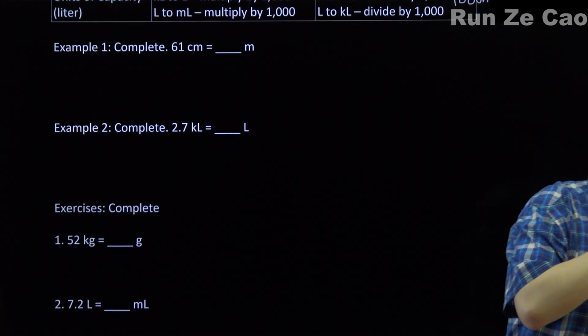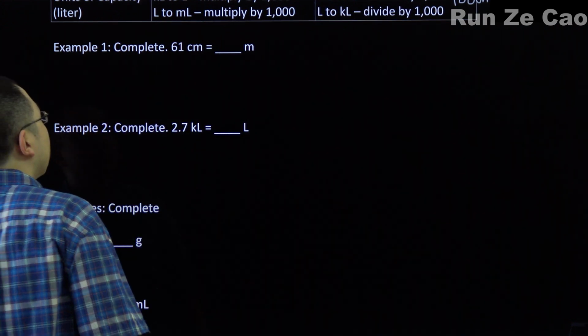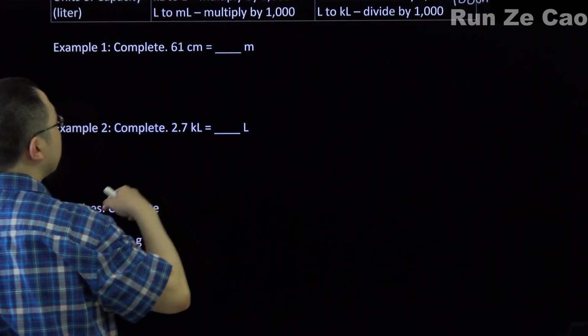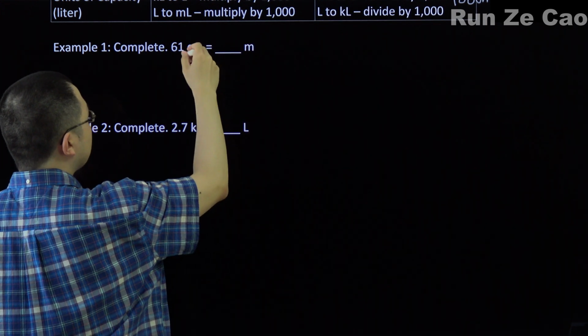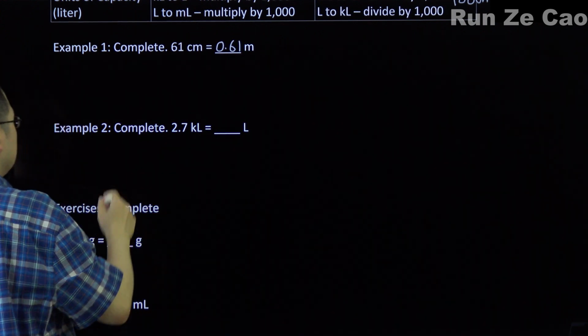So complete. 61 centimeters is equal to how many meters? Well, we know 100 centimeters is 1 meter, so we need to divide by 100 to get from centimeters to meters. 0.61.